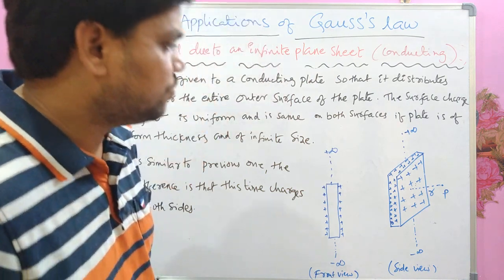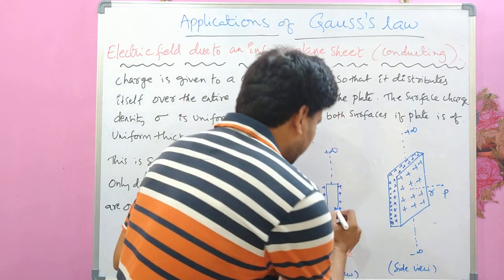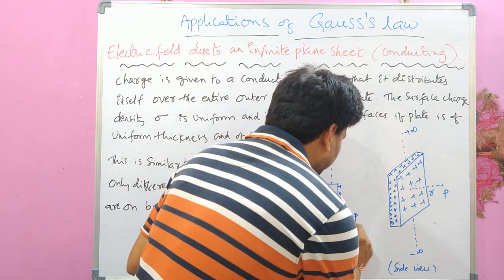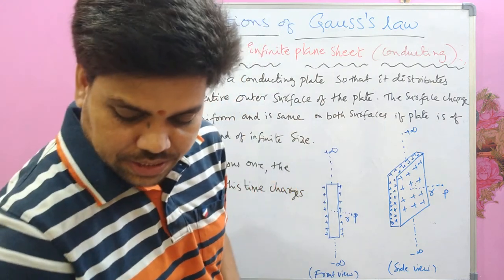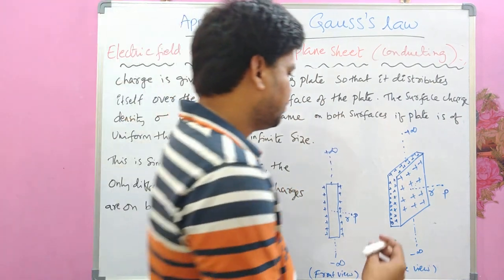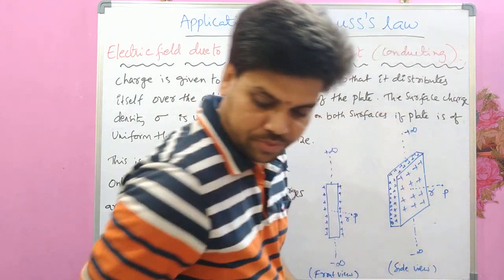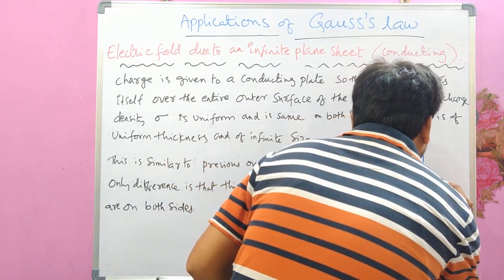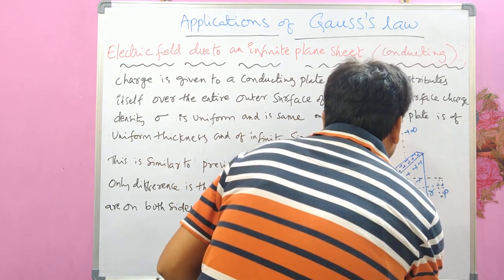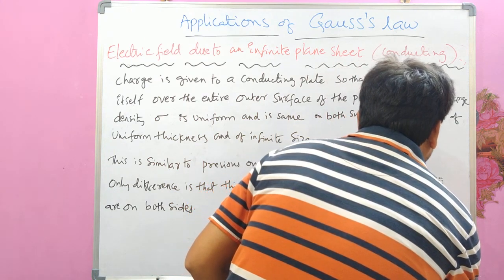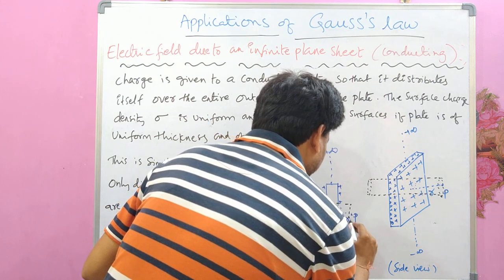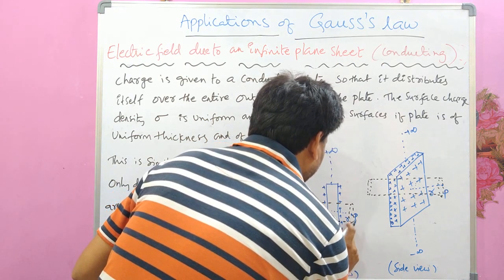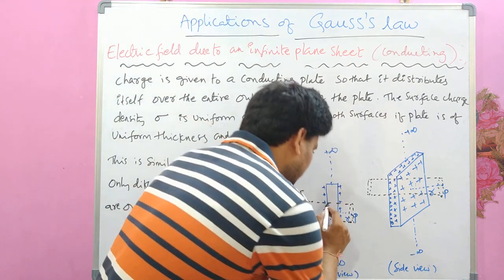So what is our step now? We have to find out the electric field at this point P, or at this point P, at a distance of r from it. So we should construct a Gaussian cylinder. Let me construct a Gaussian cylinder here. Similar to the previous one, the only difference is that the charge this time is on both sides. You can draw here also.